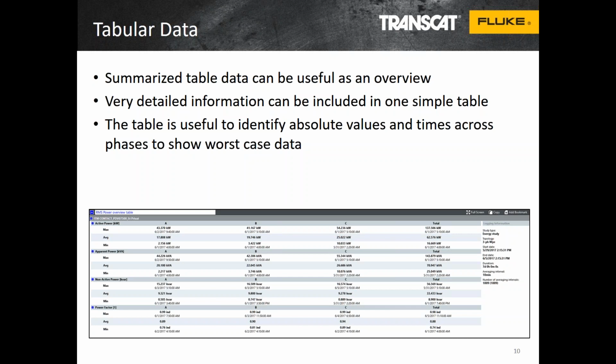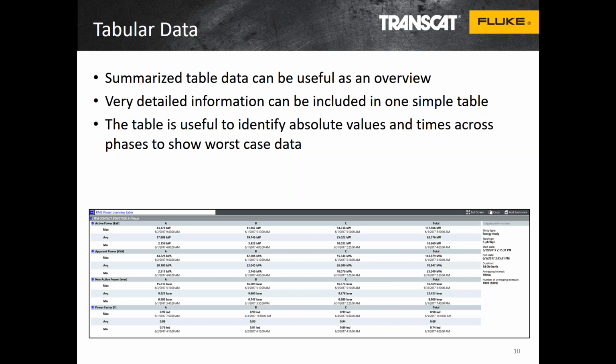So in this case, we're looking at the power: power, apparent power, non-active power, that's kVAR or VAR, and the power factor. This has been documented for us by the software to show us when the maximum values occurred across each of the phases and also the totals. It gives us a timestamp with that as well. We can see this in a graph, but this gives us the absolute information.